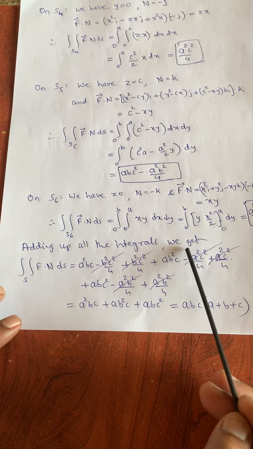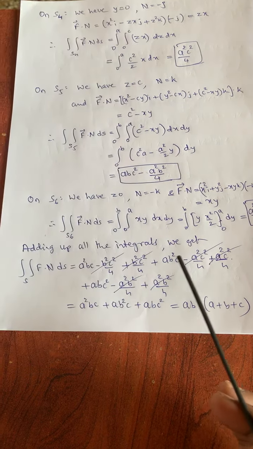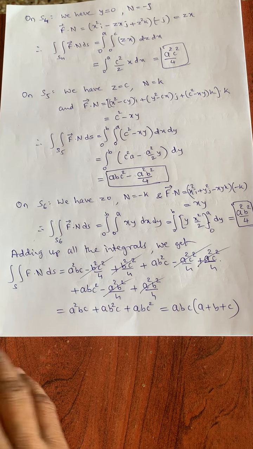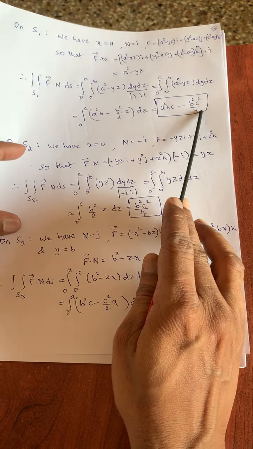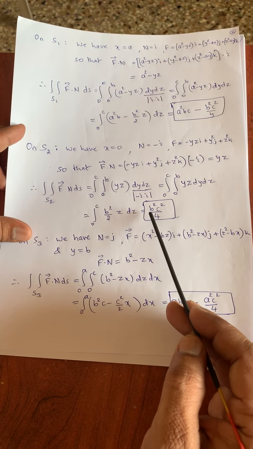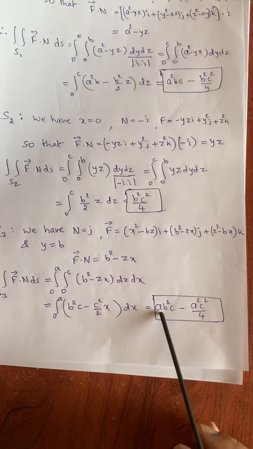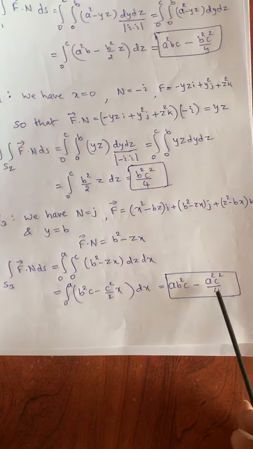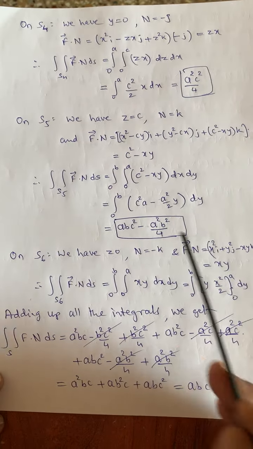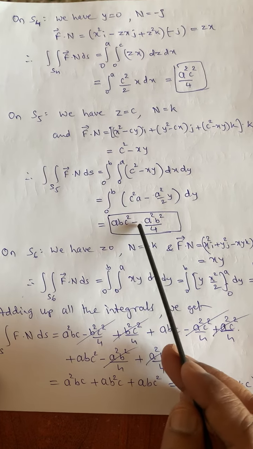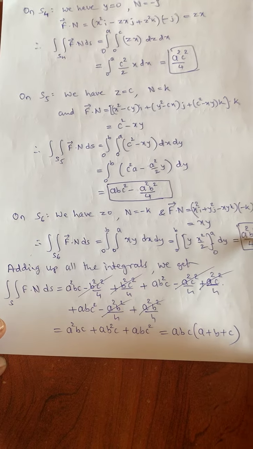Adding up all the integrals, we get the first surface calculation as a square bc minus b square c square by 4. The second surface calculation is b square c square by 4. The third surface calculation is a b square c minus a square c square by 4. The fourth surface calculation is a square c square by 4. The fifth surface calculation is a b c square minus a square b square by 4. And the sixth surface calculation is a square b square by 4.